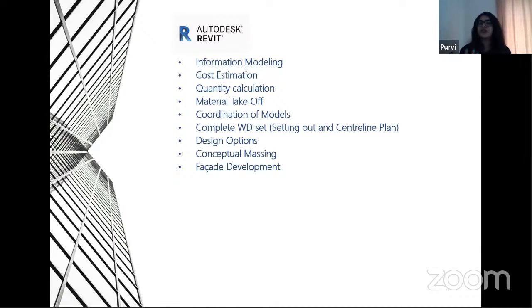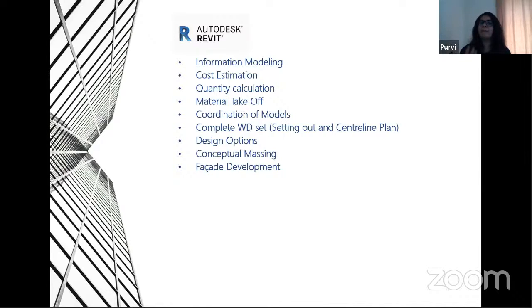There is coordination of models where, like we had spoken, there were three verticals: architecture, structure and MEP, and we have to coordinate these models and take them further to Navisworks for clash detection. So the coordination of models is really very important, because these act as separate entities that need to be brought together to complete the building virtually.